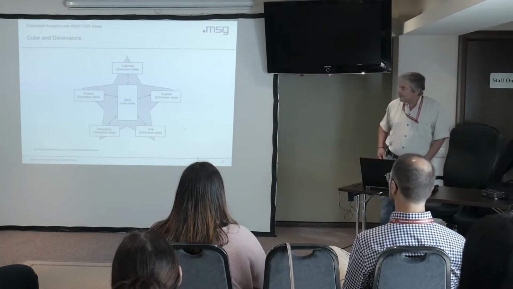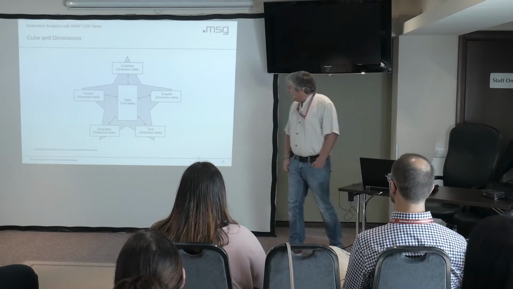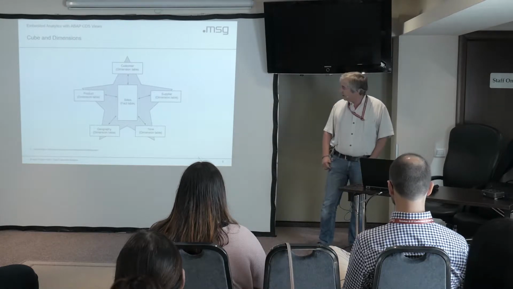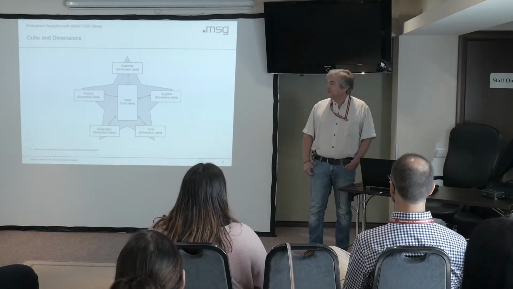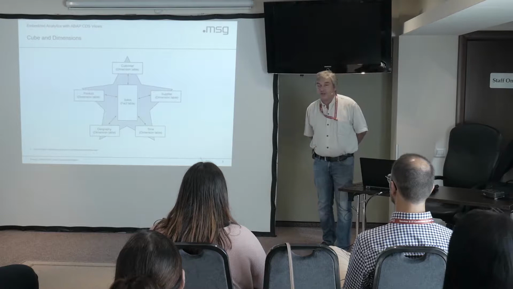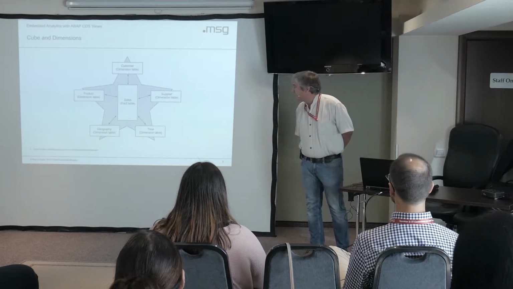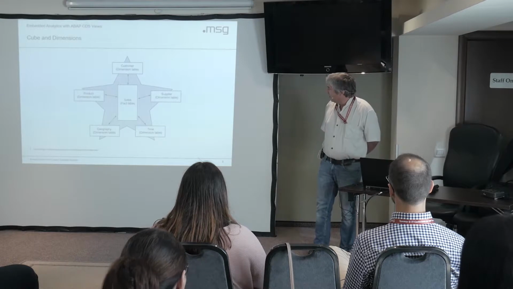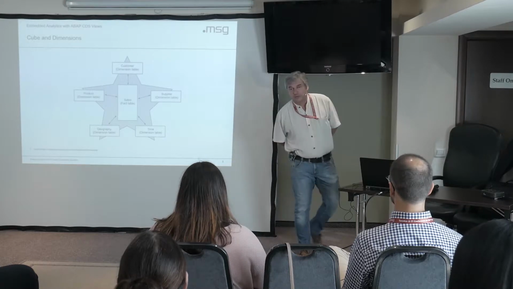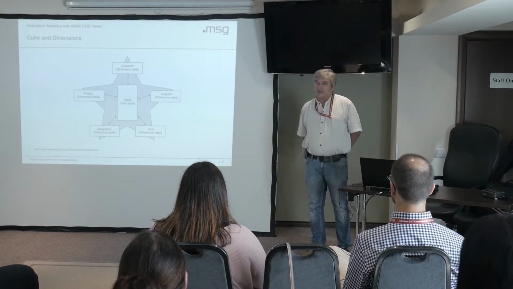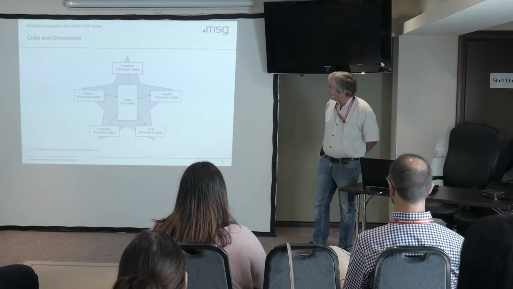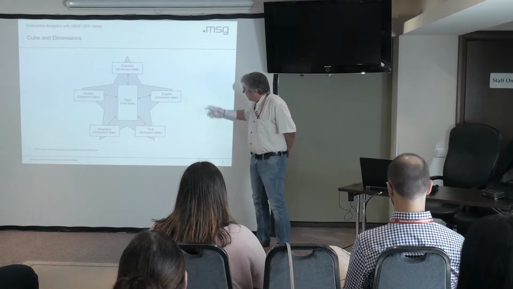So I will start with the cube and dimension. In the normal case, you have in the middle of a cube the so-called fact table. It contains all keys and the measures in which you are interested. Measures are, for example, amounts or quantities, and it contains the keys to all dimension tables. The dimension tables, for example here customer, contain all attributes of the entities.